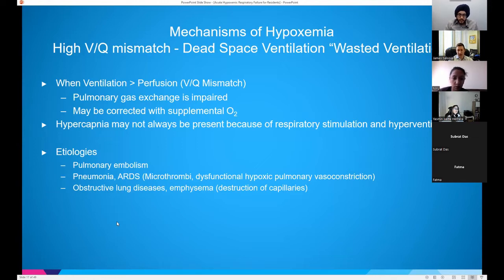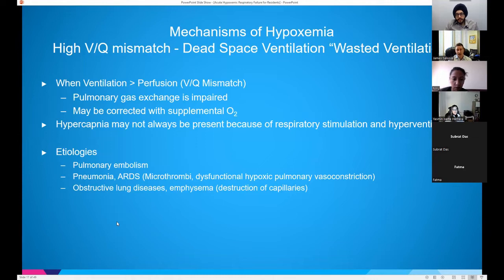Just like when you have ARDS and you have a pneumonia, microthrombi is a predominant feature of ARDS, so little clots within the lungs. So that can lead to dead space ventilation. It's also very common in ARDS to have dysfunctional hypoxic pulmonary vasoconstriction. So my lungs are great when it comes to oxygen physiology. So when I have areas of the lungs which are getting a lot of oxygen, the pulmonary vessels dilate. When I have areas of the lung which are not getting oxygen, they tend to constrict. So that's normal.